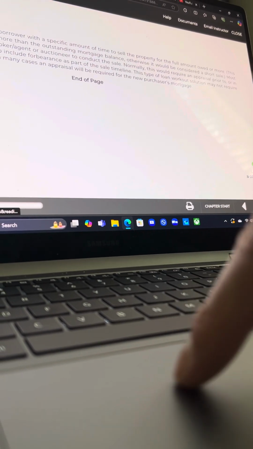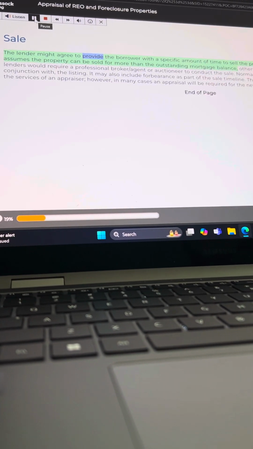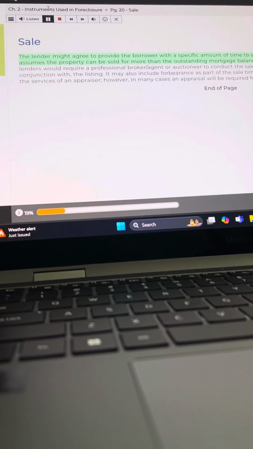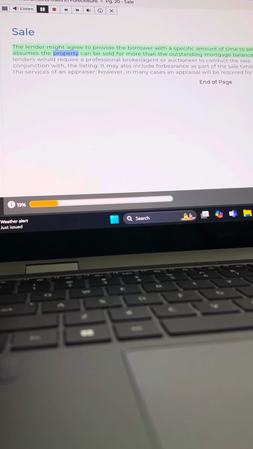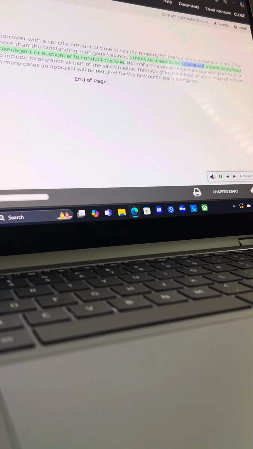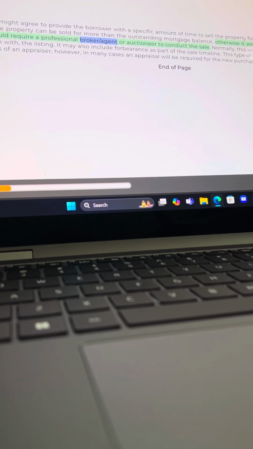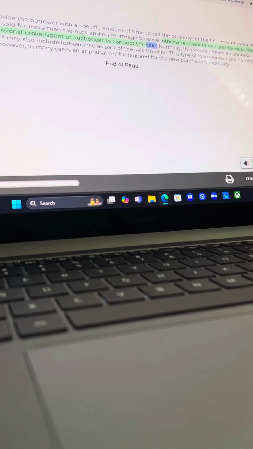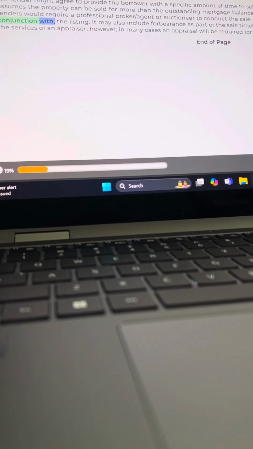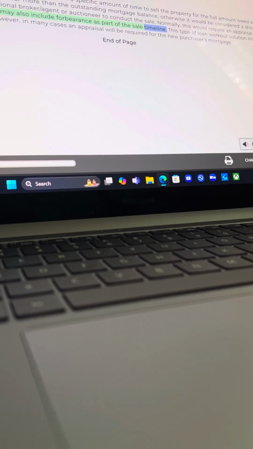Page 20. Sale. The lender might agree to provide the borrower with a specific amount of time to sell the property for the full amount owed or more. This assumes the property can be sold for more than the outstanding mortgage balance, otherwise it would be considered a short sale. Most lenders would require a professional broker/agent or auctioneer to conduct the sale. Normally, this would require an appraisal prior to, or in conjunction with, the listing. It may also include forbearance as part of the sale timeline.